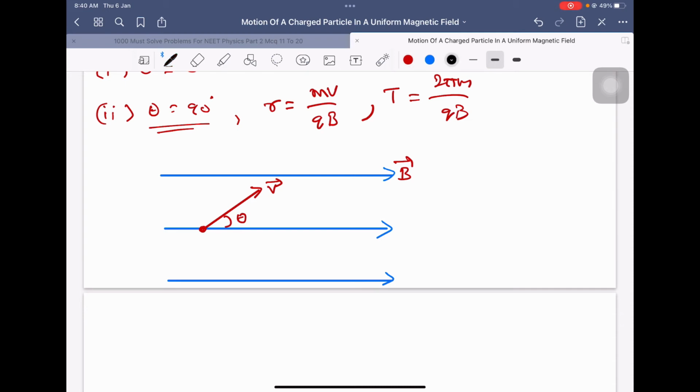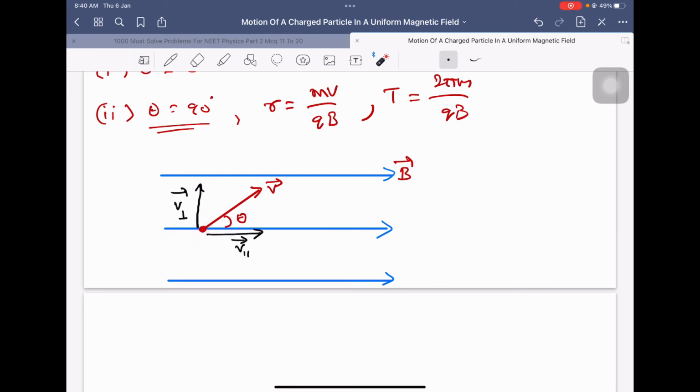This velocity has two components. One component of velocity will be parallel to the direction of magnetic field. Another component of velocity will be perpendicular to the direction of magnetic field. I'll write it as v parallel and v perpendicular. If you only consider this v parallel, angle between v parallel and the magnetic field is 0 degree. So therefore due to v parallel, there is a horizontal displacement of the charged particle. Angle between v perpendicular and the magnetic field is 90 degree, due to which charged particle tries to move in a circular path.